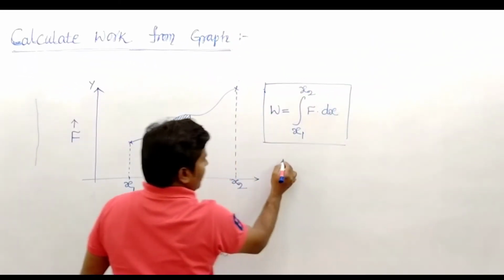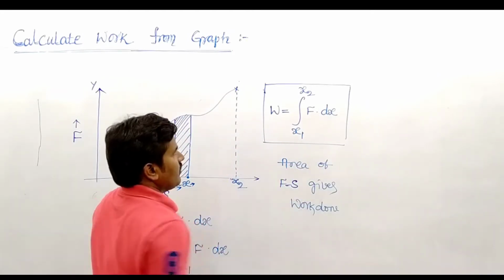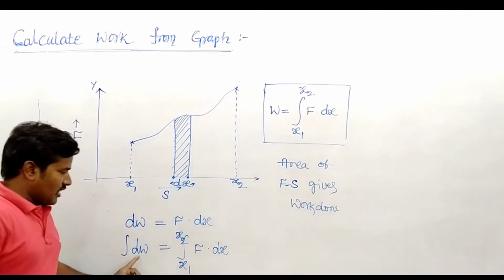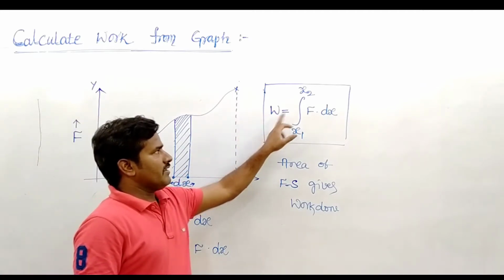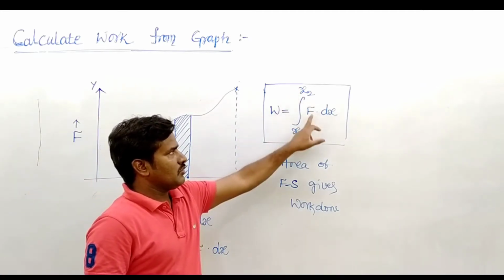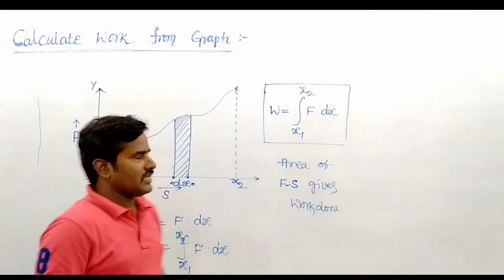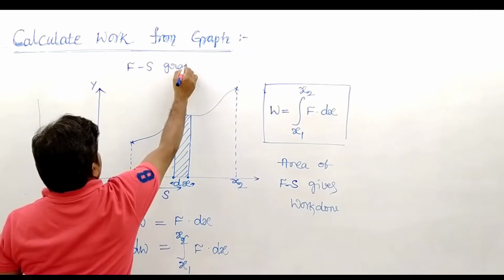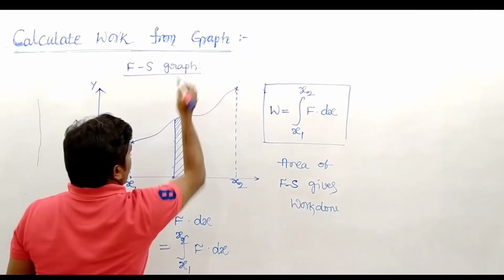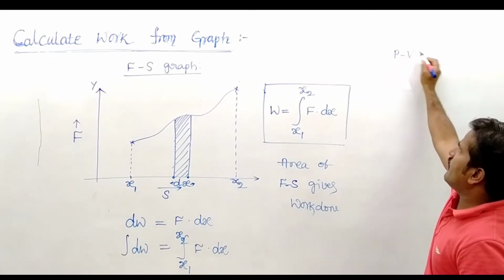This is the area of the F and x graph. So the integration of dW equals the integration from x1 to x2 of F into dx, and W equals the integral from x1 to x2 of F dx. The area of the F-s graph gives the work done. This is the same as the pressure and volume graph, which also works this way.